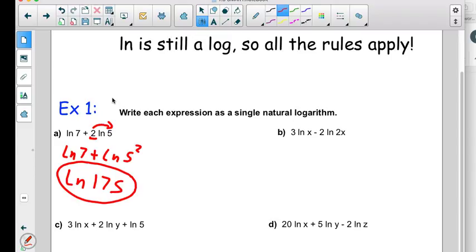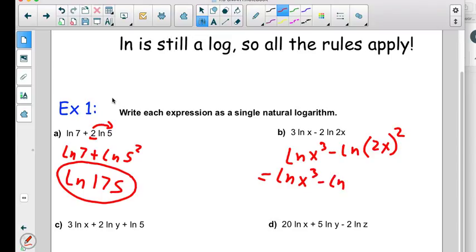Over here, 3 ln of x minus 2 ln of 2x. ln x cubed. So it's the natural log of x to the 3rd power minus the natural log of 2x squared. So be careful on this. We're squaring both parts. A lot of people would get this wrong, because that squared is affecting the 2 and the x. So it's going to be the natural log of x to the 3rd minus the natural log of 4x squared.